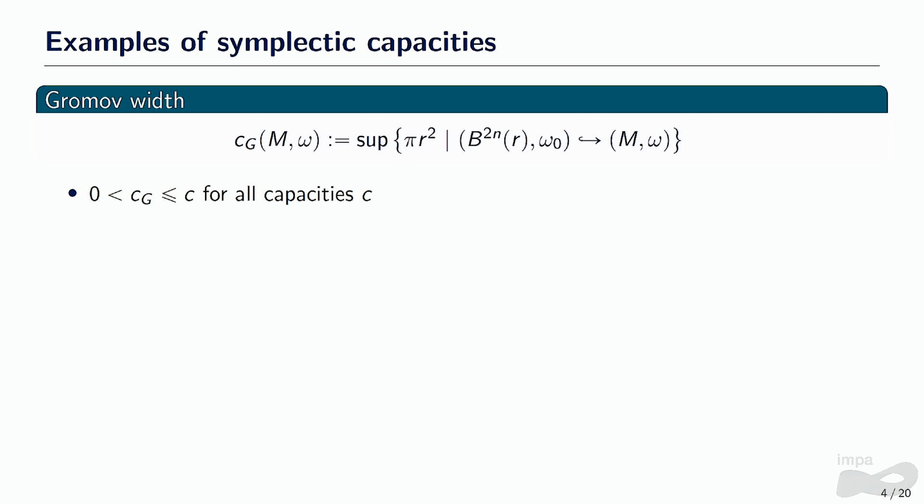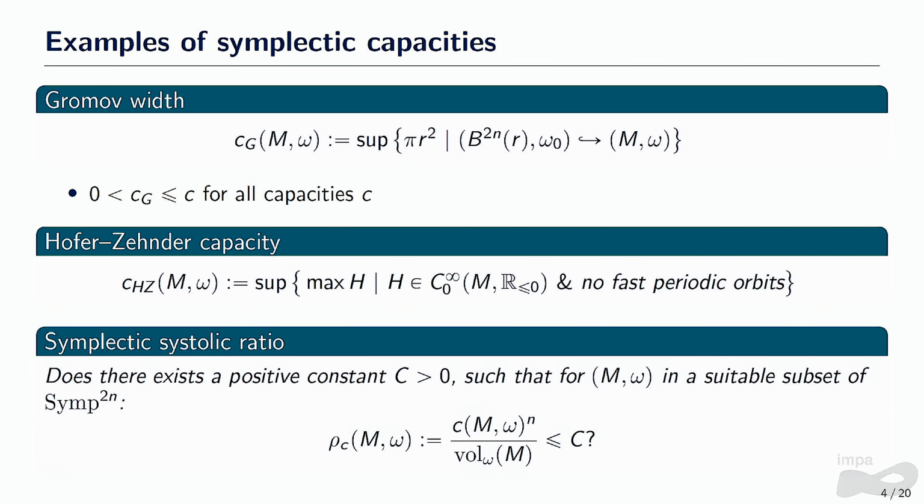And now with these two examples, and there are plenty more, you can also define an analog of the systolic ratio. These capacities are the symplectic analog of maybe a spectral invariant or something, so it makes sense to compare them to volume. And I think we saw this already a little bit in Alberto's talk. So we can study this ratio and ask, for example, if it is finite for a suitable subset of symplectic manifolds or whatsoever.